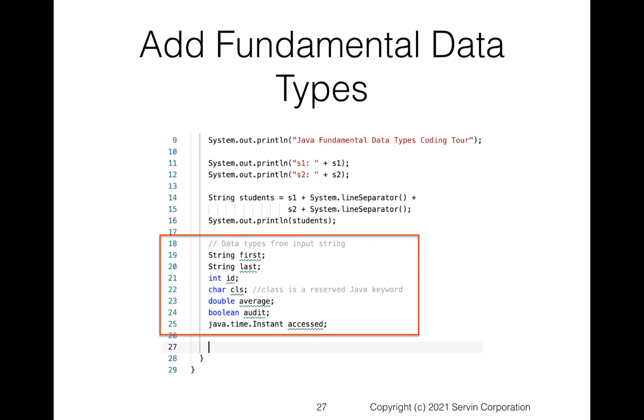So with that in mind, we go ahead and declare, starting at line 19, a string. This will be first. At 20, a string will be last. At 21, we have an int for ID. At 22, we have a char called class, CLS. Notice I abbreviate it because class is actually a reserved Java keyword, so we can't use that, so I use CLS. Line 23, we have double, we show the average. Line 24, Boolean, we show the audit. And then line 25 is our java.time.Instant. That'll be how we represent time when it was last accessed.